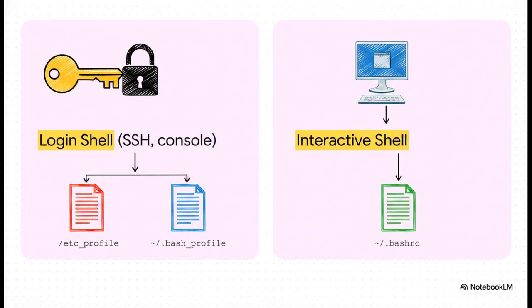This is the very first shell you get when you log in fresh, like through SSH or at the actual console. It reads system settings from /etc/profile and then your personal ones from something like ~/.bash_profile. Then you have an interactive non-login shell. This is any new terminal you open up after you're already logged in. And that one just reads ~/.bashrc. See? Different shells, different startup files, which leads to, you guessed it, different environments.